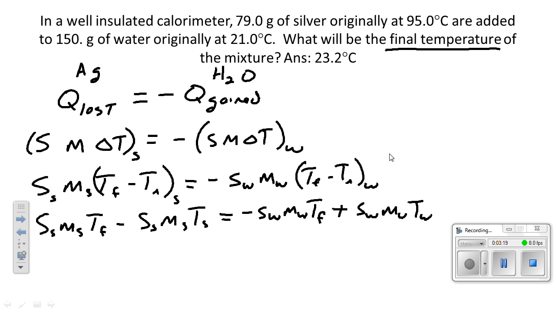So we're going to stop for part 1 here, and we're going to do a little bit more algebra manipulation and plug the numbers in and get the answer in part 2.